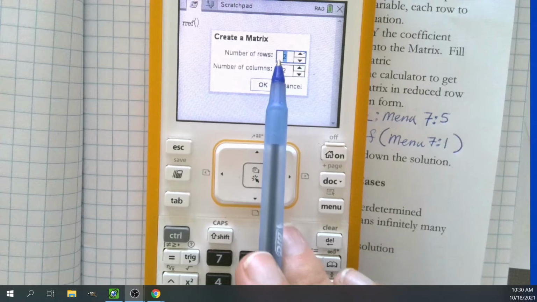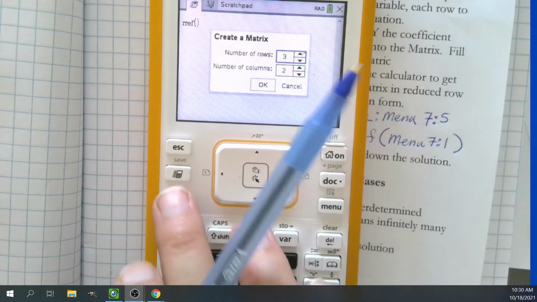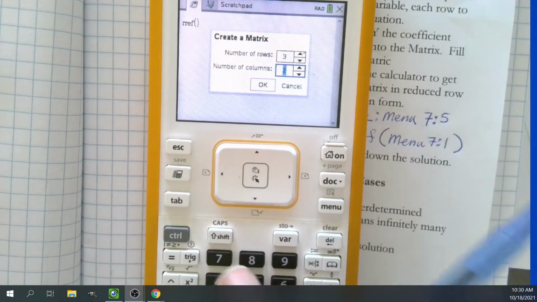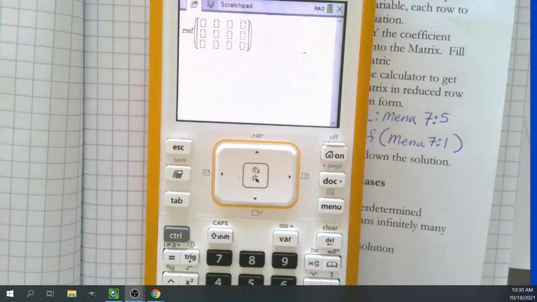You're going to make sure that says 3. Then you're going to press tab and make sure that one says 4. Then you're going to press enter. So once you get 7-1, it says matrix, real matrix. Matrix. You want just regular matrix.